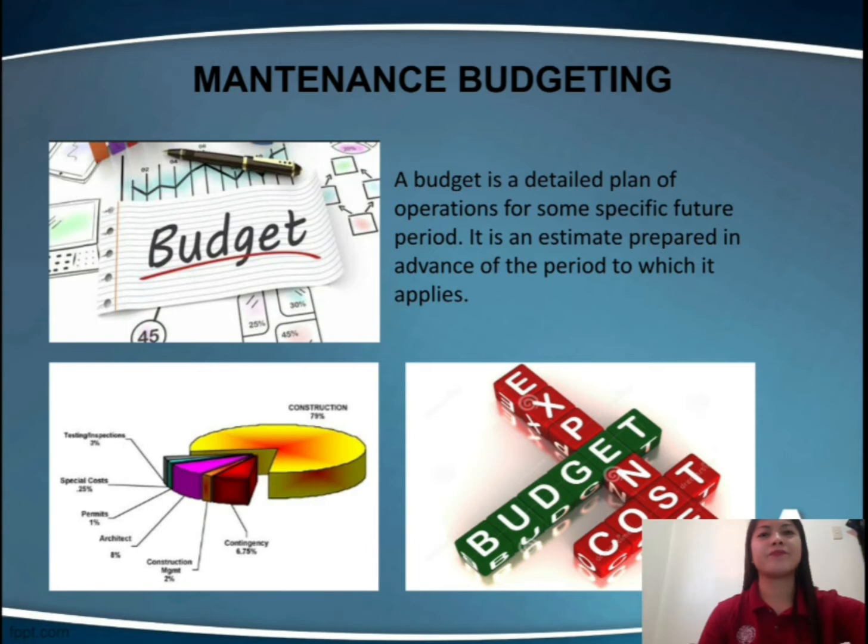Maintenance budgeting. A budget is a detailed plan of operation for some specific future period. It is an estimate prepared in advance of the period to which it applies. Different types of budgets are prepared by an industrial concern for different purposes. The maintenance budget is an estimate of its requirements for spare parts, manpower, consumables, and other expenses. It is prepared to bring efficiency and economy in the maintenance activities.